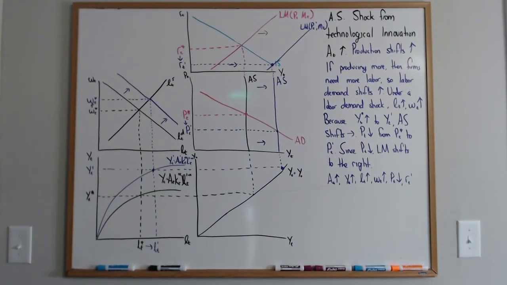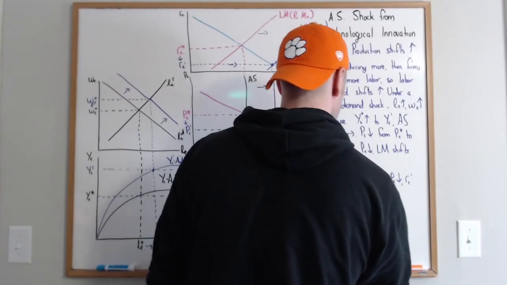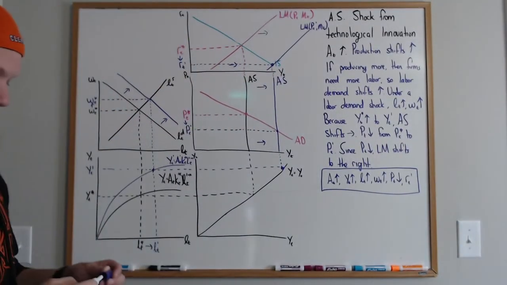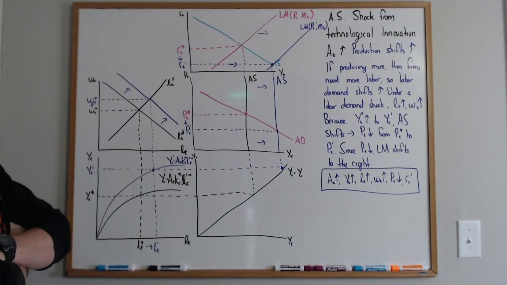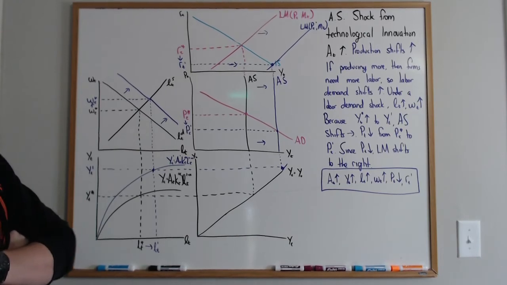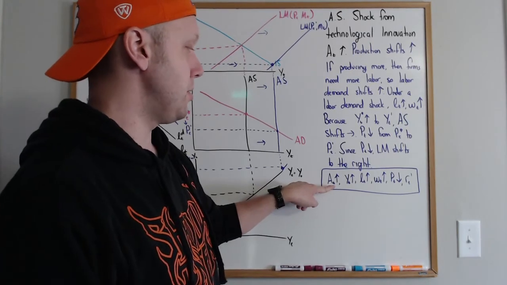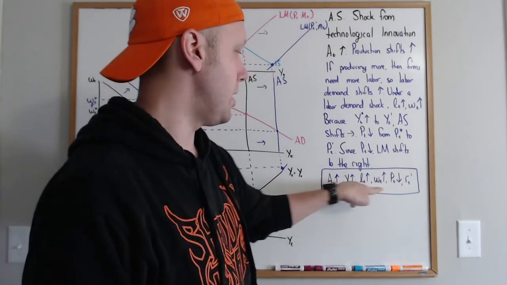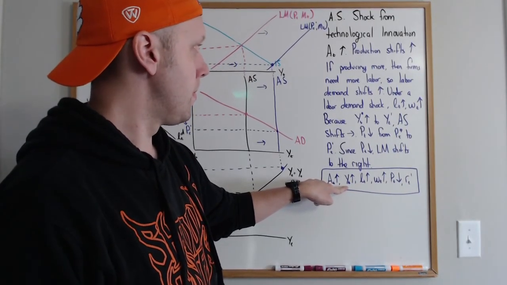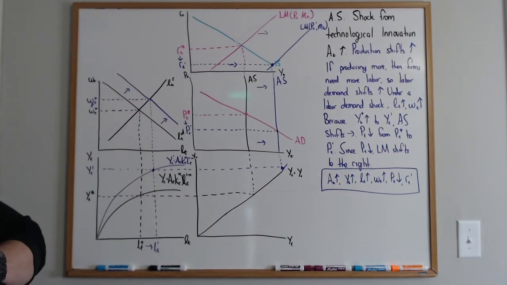So these, right here, box it in, are the qualitative responses, right, just the direction changes of the endogenous variables in response to a shift in AT, which is an exogenous variable. So this is exogenous, the rest, these guys are endogenous. So this is what this model predicts we would see in an aggregate supply shock.